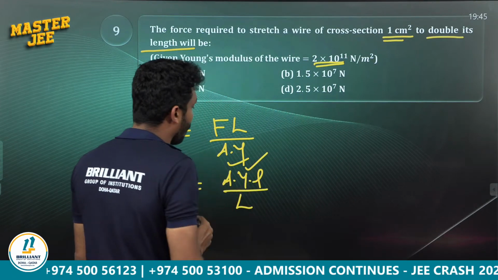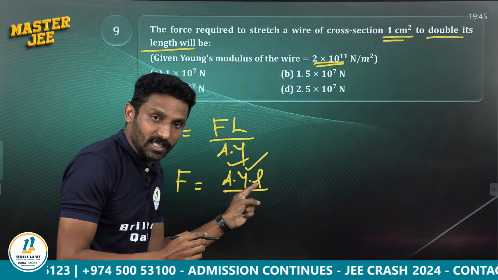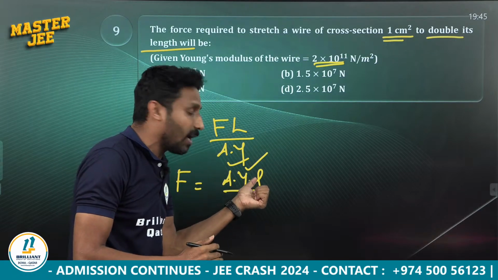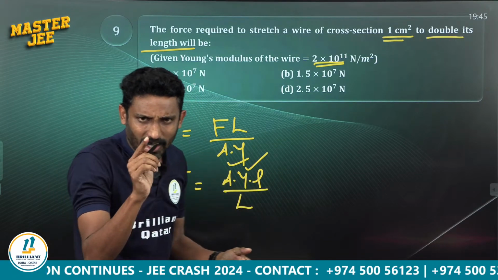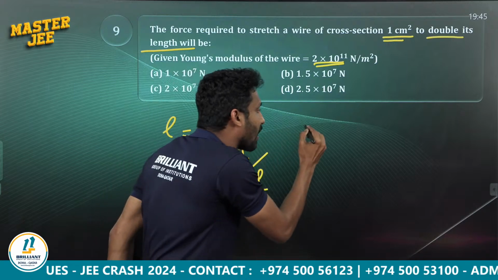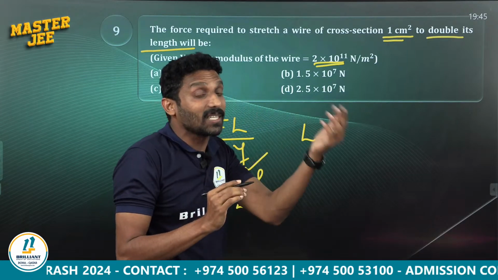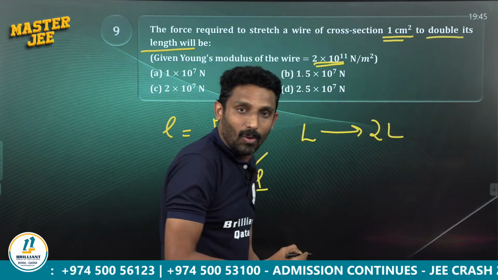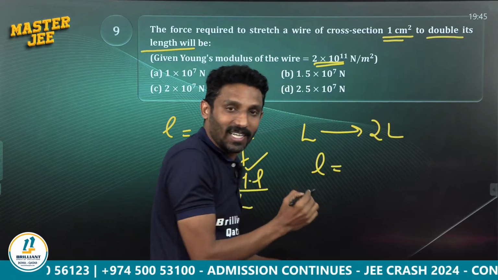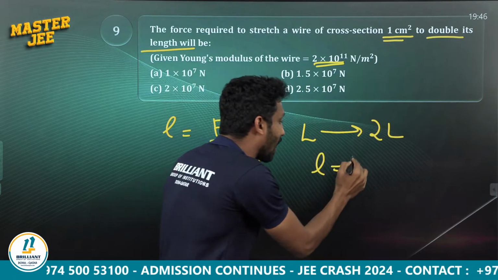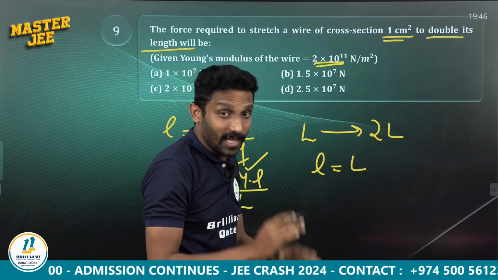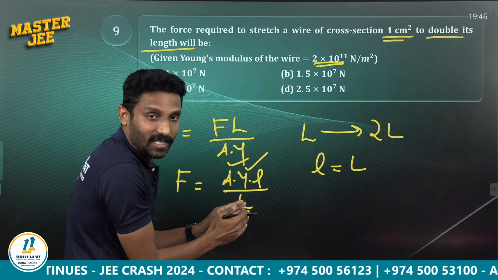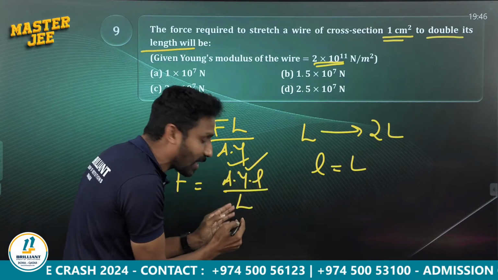Suppose the original length is L, then doubling the length means the extension will also be L. You understood it? The original length is L, and doubling its length, the new length will be 2L. Then what will be the extension? The extension is the change in length, and the change in length is L only. That's the point here. So the extension is also L, and l by L is cancelled.